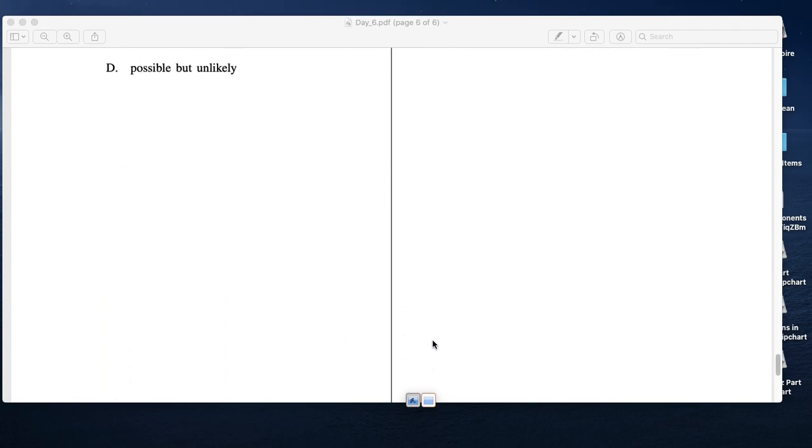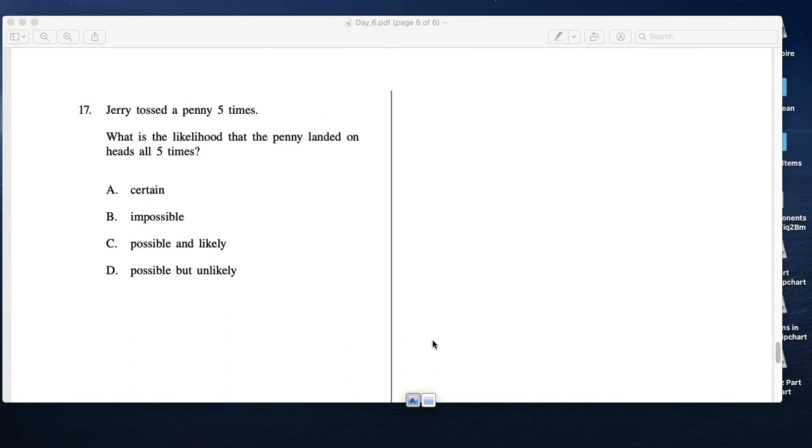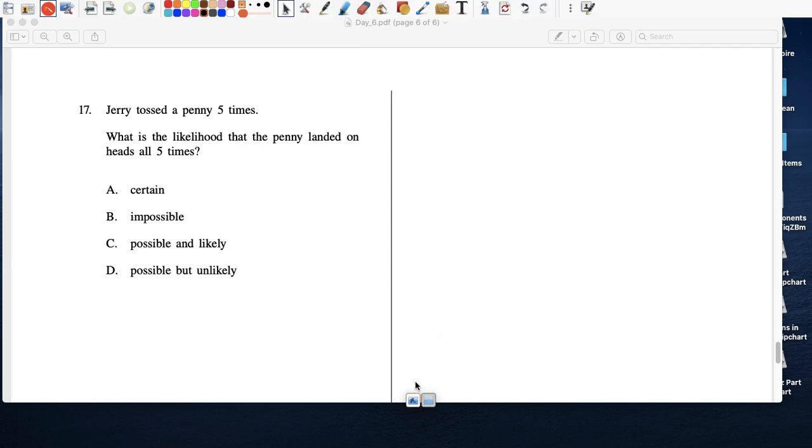17. Jesse tossed the penny 5 times. What's the probability that the penny landed on heads all 5 times? Remember, it's half times half times half times half times half. So it's 1 over 32, right?